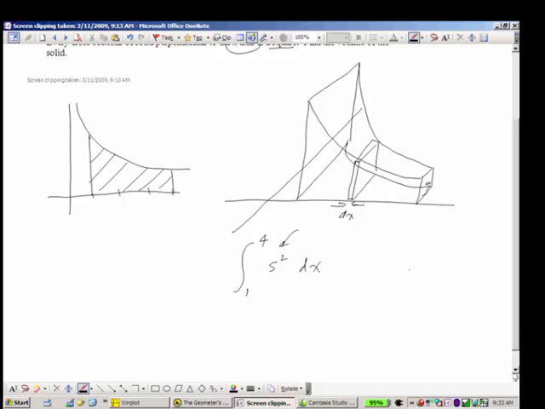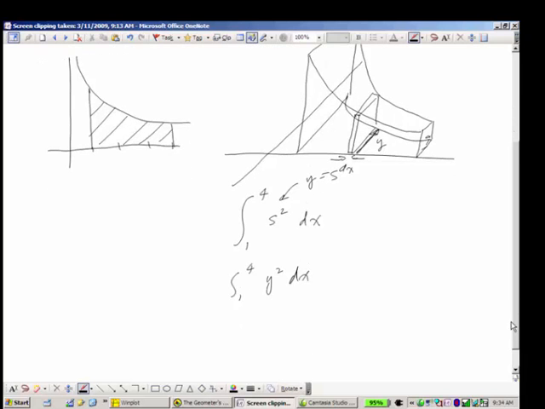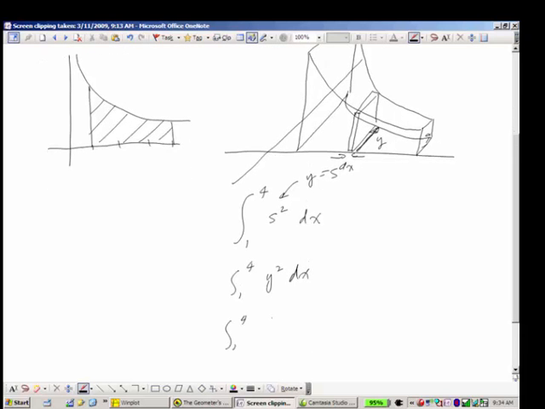From 1 to 4, s squared dx. I need to figure out what my side is. That's the length of my side. What kind of value is that length? That's a y value. So in this case, y is equal to s. Not 2y, but all I need is the integral from 1 to 4 of y squared dx. And they told me what y is, so 1 over x, quantity squared, dx.